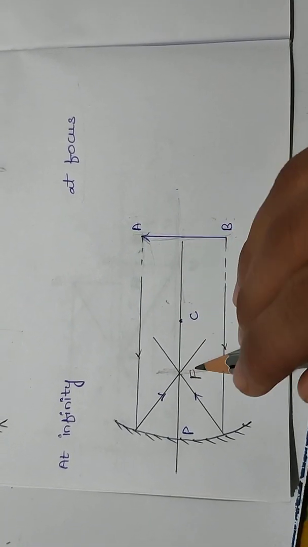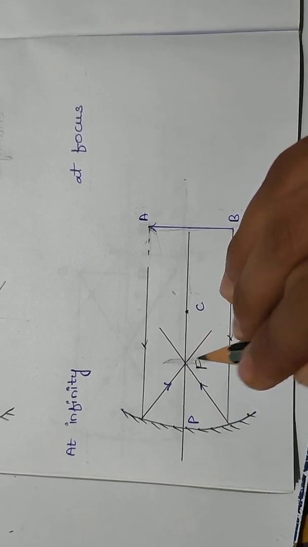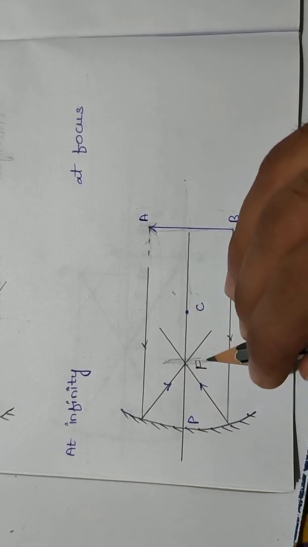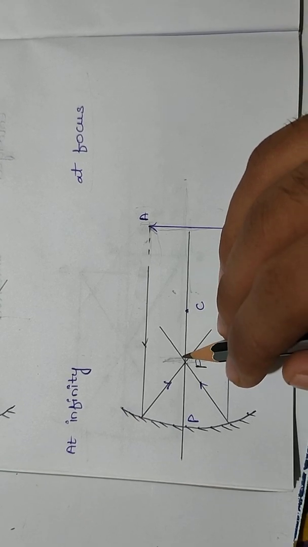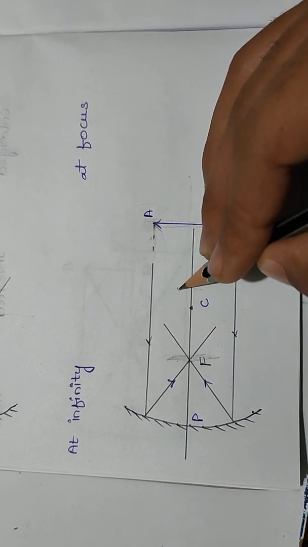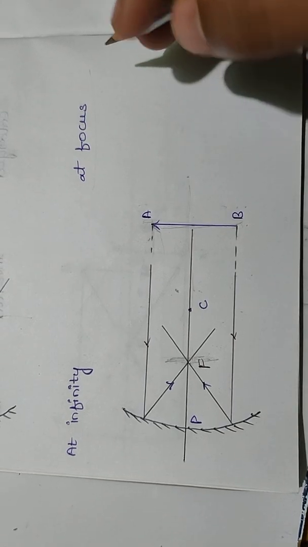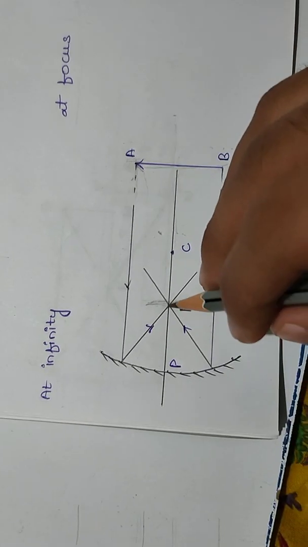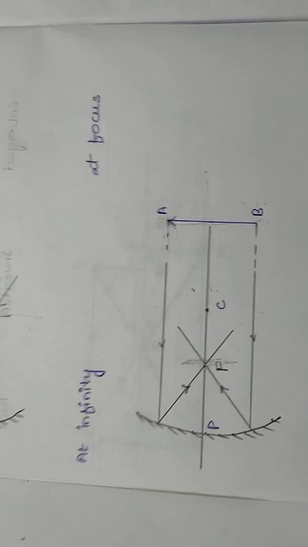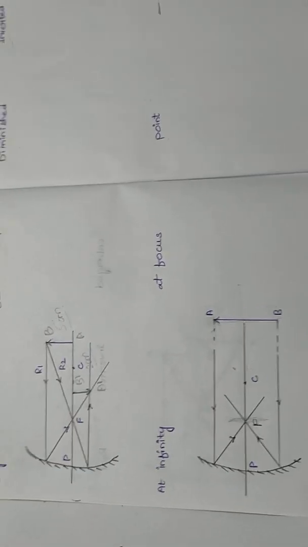The image would be a real image because it is forming in front of the mirror on the screen, which means it is a real image. And you cannot consider a point as inverted or straight. So we cannot determine whether it is inverted or erect. It is just like a point. I hope you understood all this.